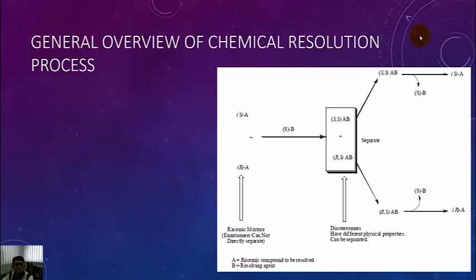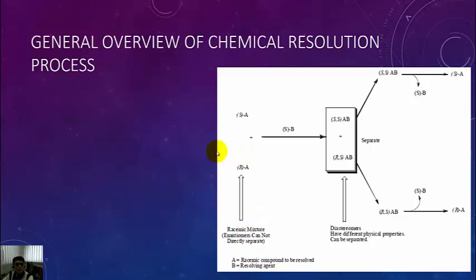The other types of resolutions belong to a class of resolutions referred to as chemical resolutions, and these work by temporarily converting the two enantiomers into diastereomers. In these cases, the racemic mixture to be separated is reacted with a single enantiomer of a second chiral compound, which we call a resolving agent.